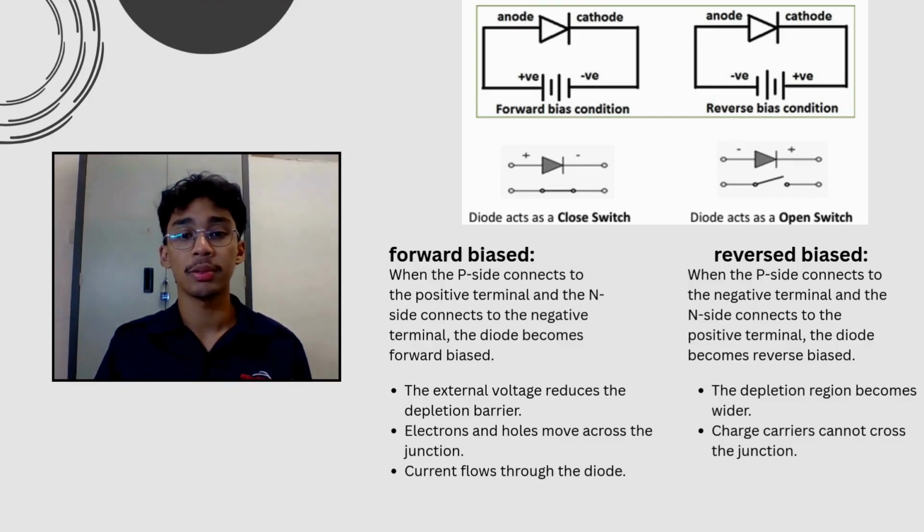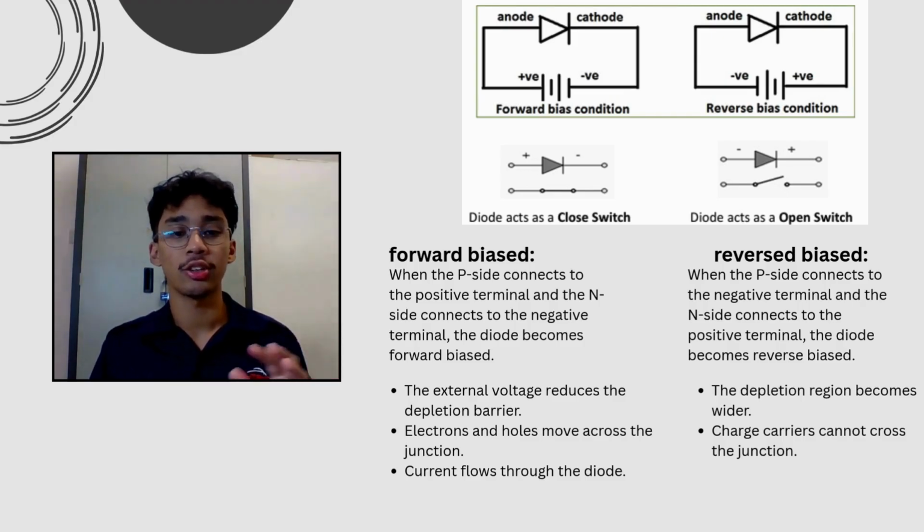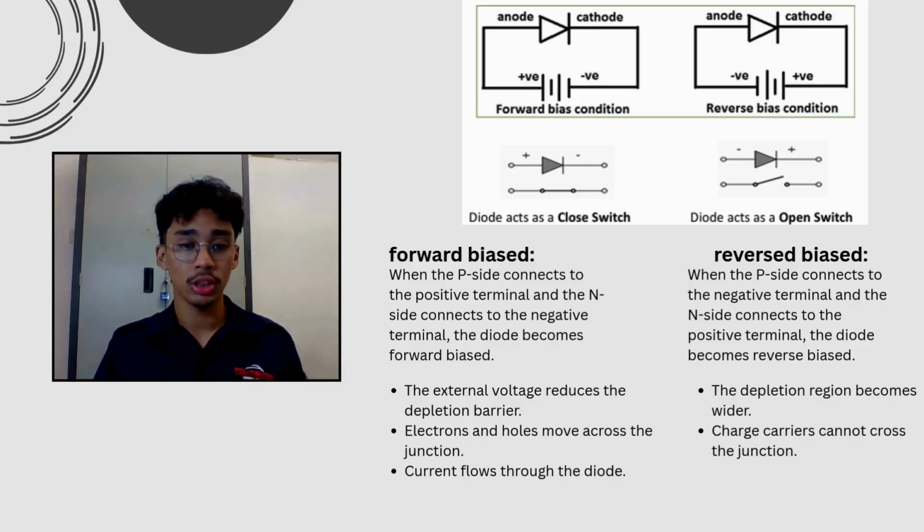However, when the voltage is applied in the opposite direction, known as reverse bias, the positive terminal is connected to the n-type side and the negative terminal is connected to the p-type side. In this condition, the depletion region becomes wider and the barrier becomes stronger. The charge carriers cannot cross the junction, so almost no current flows through the diode. A diode conducts electricity during forward bias but blocks electricity during reverse bias. It allows current to flow in one direction.